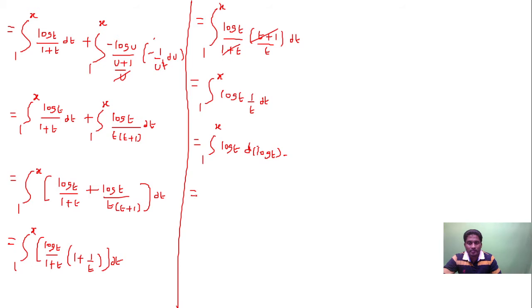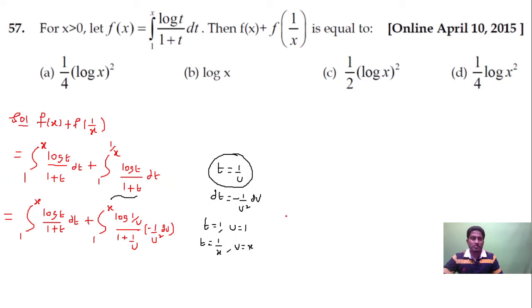So this is equal to integration of log with respect to log, which will be log t the whole square upon 2 between the limits 1 to x. So 1 by 2, upper limit will be log x the whole square, minus lower limit, log 1 the whole square. Log 1 to any base is 0, so you get 1 by 2 log x the whole square. Answer is option C.